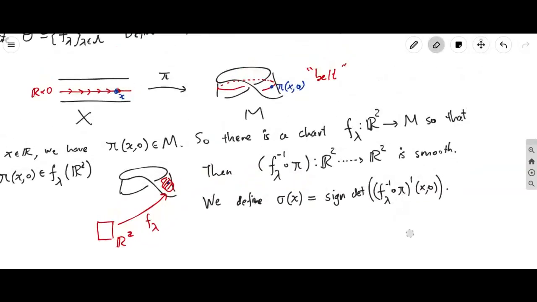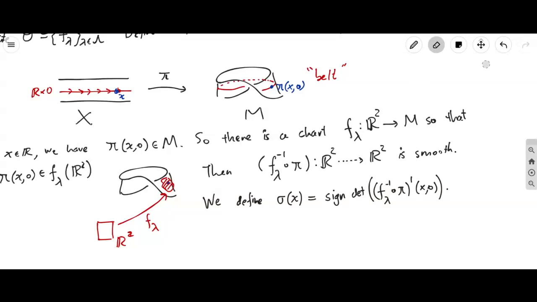If you're wondering why it's positive or negative, it's because this map is a homeomorphism, and in fact a diffeomorphism. And when you have a diffeomorphism, the Jacobian cannot be 0. It's just like linear algebra: if the matrix is invertible, the determinant is not going to be 0. It's invertible, so that's the reason. So it's either a positive number or a negative number.